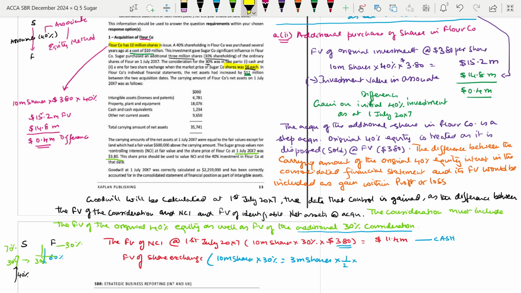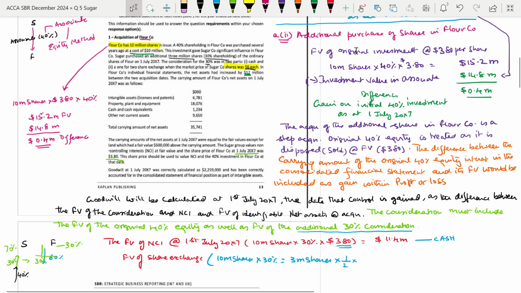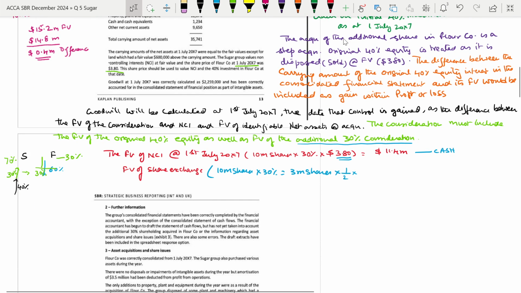For exchange, if you are exchanging, what is the price of the share? This is 6. Is it? If you are exchanging, it is 6. Okay, this we are doing. It is 6. Is it right? It is 6. It comes to how much? Tell me.